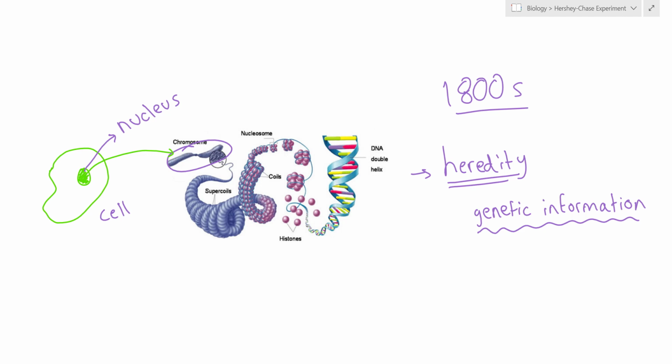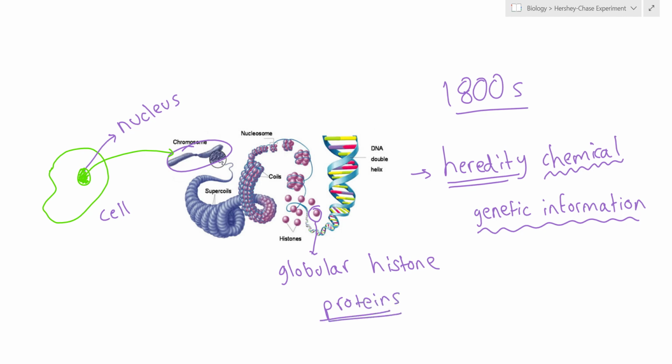Alright, so they knew that heredity was chemical in nature. It was stored in chemicals, as a lot of stuff is in biology. And they knew it was from the chromosomes. And they knew that these spherical objects over here are globular histone proteins. Keyword being proteins. So the chromosome is made up of these globular histone proteins and this thing, which I'm sure looks familiar, it's DNA. So they thought that the genetic information responsible for heredity is either stored in nucleic acids, like DNA, or in proteins.